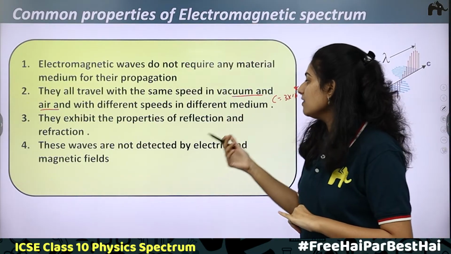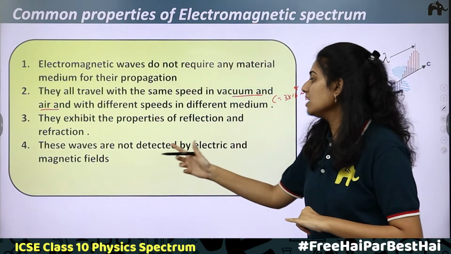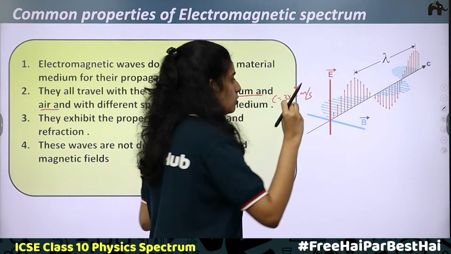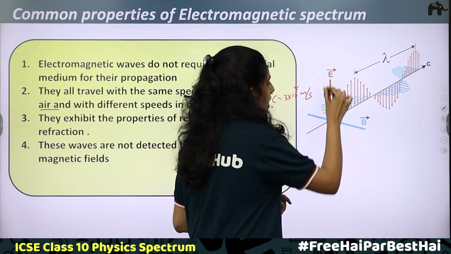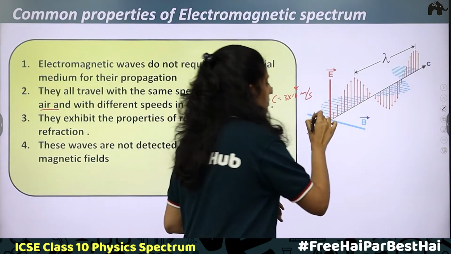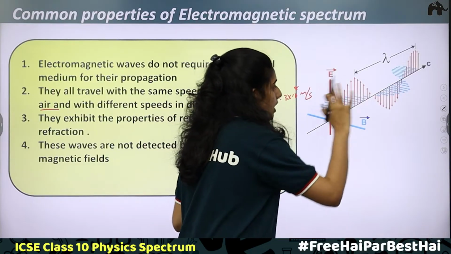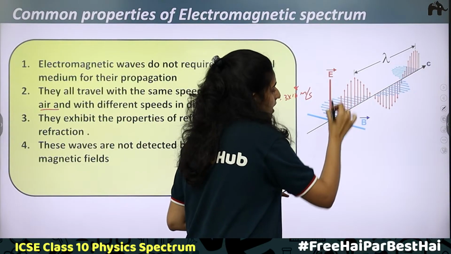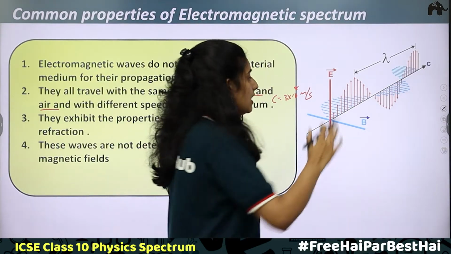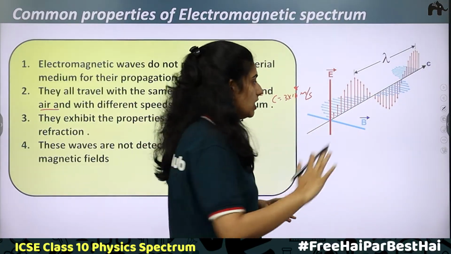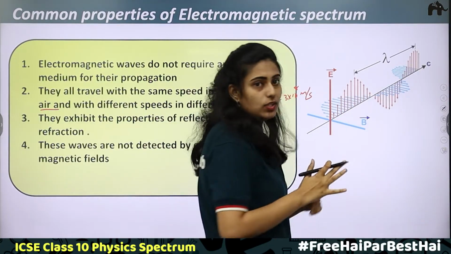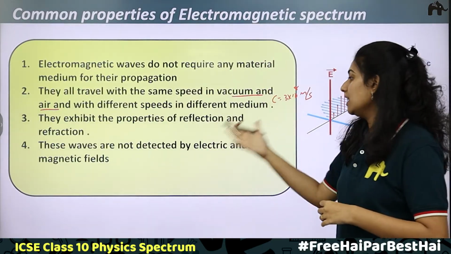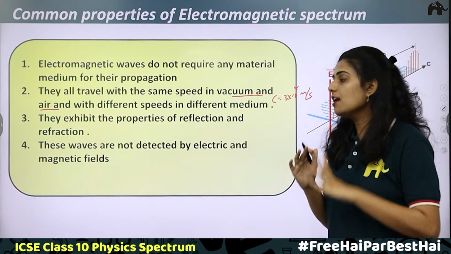Fourth point, these waves are not deflected by electric and magnetic fields. We know that these are electromagnetic waves, and they show electric and magnetic properties. The electric field and magnetic field will be perpendicular to each other, and the direction of propagation of the electromagnetic wave will be perpendicular to both the direction of the electric field and the direction of the magnetic field. Okay, but these waves do not interact with the electric or magnetic field, they are not deflected by them. So this is the fourth point.